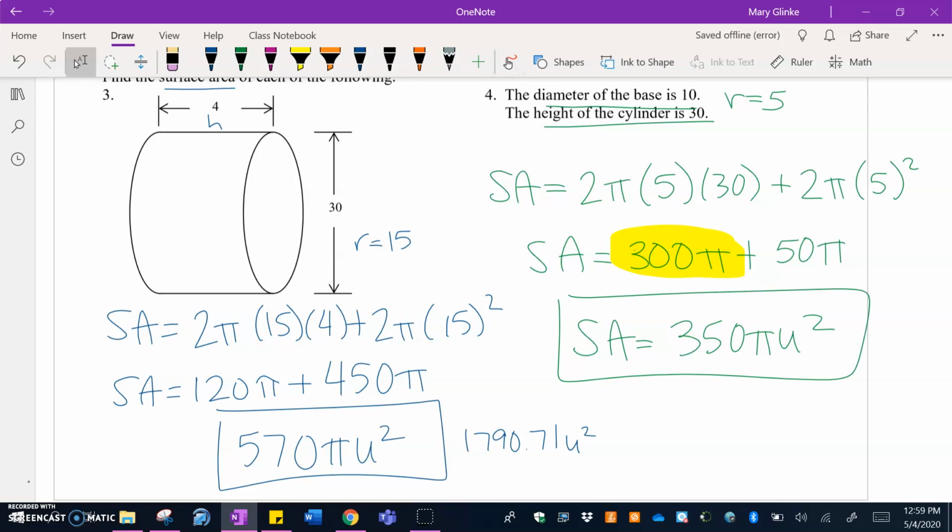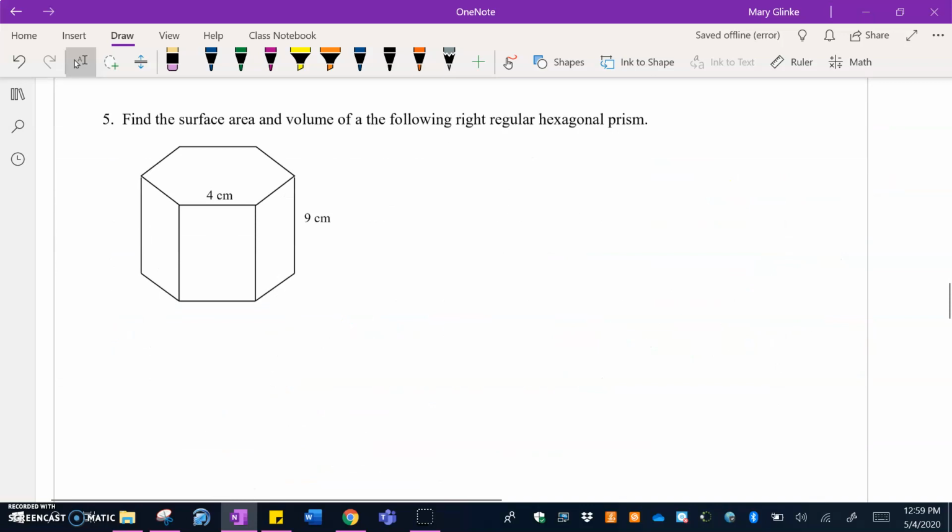Okay, so let's go ahead and look at some more complex shapes to find the surface area and volume. So this one's asking us for the surface area and the volume. It would be great if we were able to just identify the area of the base, the height of the prism, and the perimeter of the base. If we know these three things, then it's just an issue of plugging everything in.